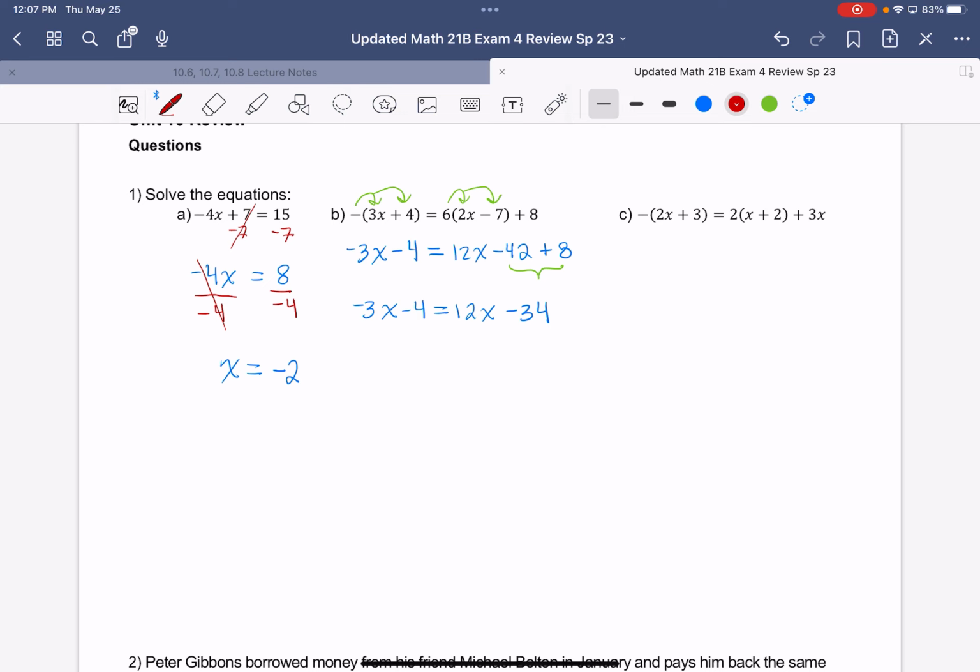I choose to get rid of this negative 3x in the front by adding 3x to both sides of the equation. So that's what I'm choosing to do. You may have chosen to do something else, and that's okay. I'm going to get rid of these 3x's. They cancel. So I'm left with negative 4 equals 12x plus 3x is 15x, and then bring down the minus 34. That way my x is just on a single side. I got my x's on the right-hand side.